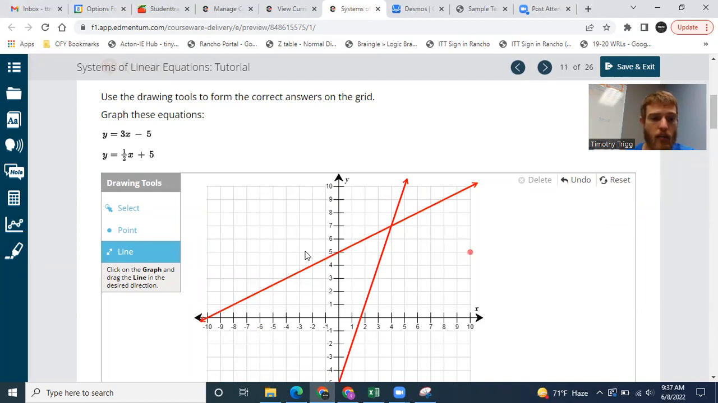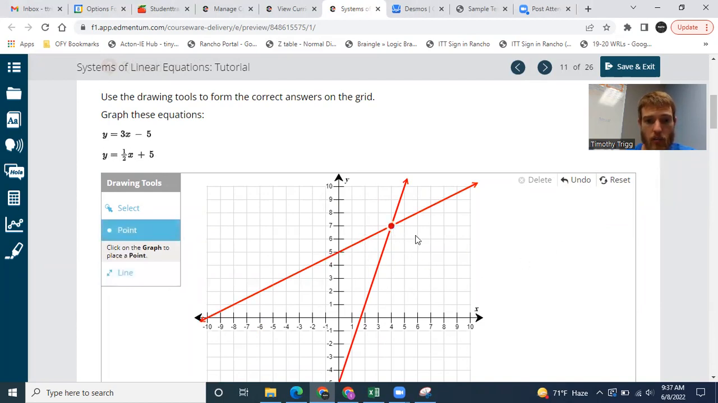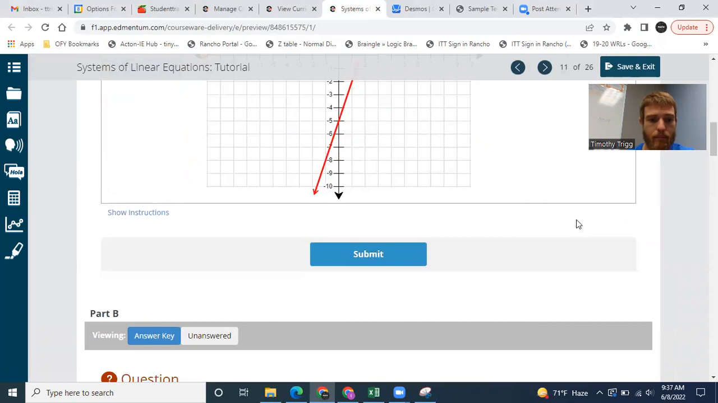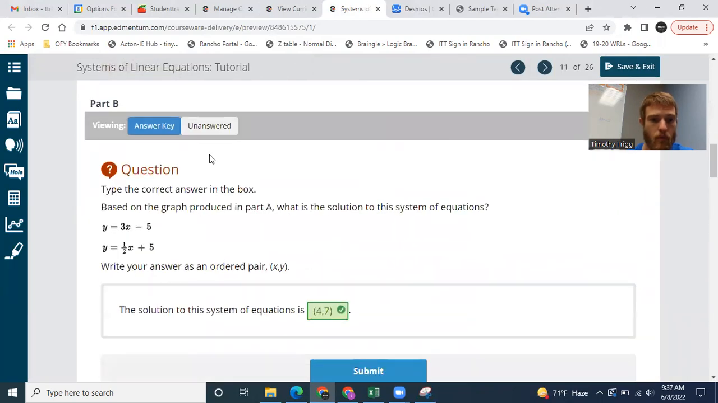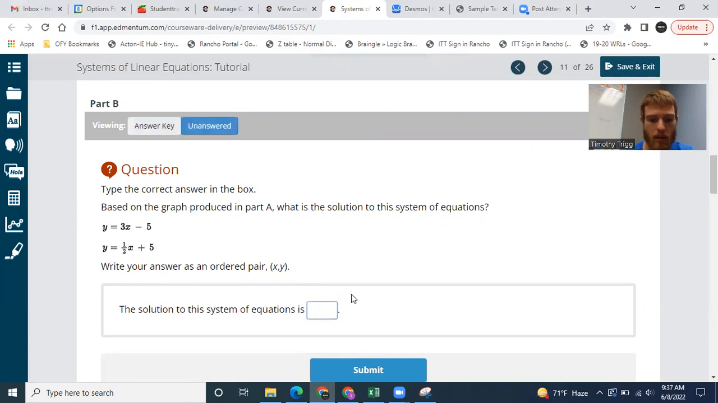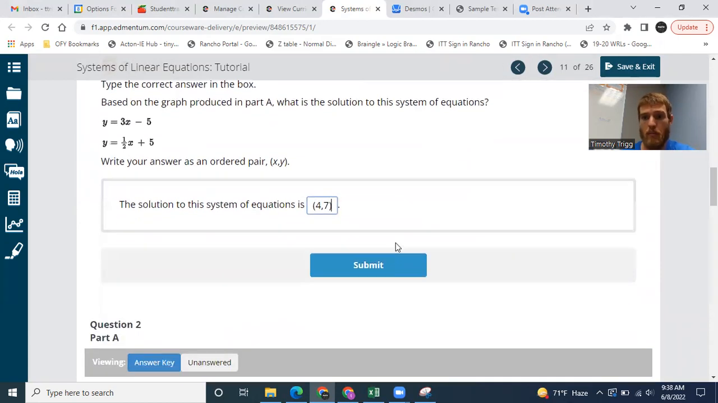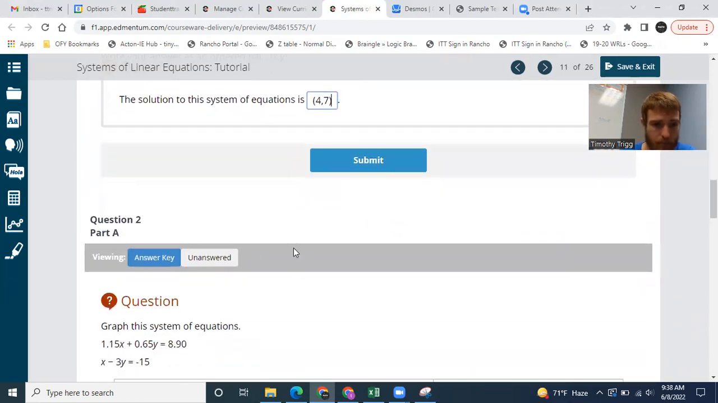Now, where do these two lines cross? Their intersection is right here. So their intersection looks to be at (4,7). So where do these two cross? We'll put (4,7) right there. So make sure to put parentheses, (4,7), just like that. Okay.